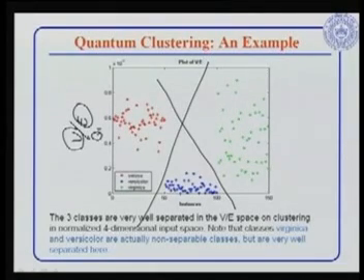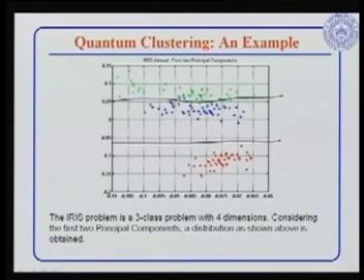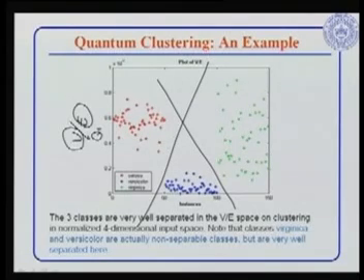So the three classes are very well separated in V space on clustering in normalized 4-dimensional input space. Note that classes Virginica and versicolor are totally non-separable classes, but are very well separated here, that is the red and green. Now, if you look at the previous one, sorry, red and blue, they were inseparable, and now red and blue are completely separable. I can put a line by which they can be separated.